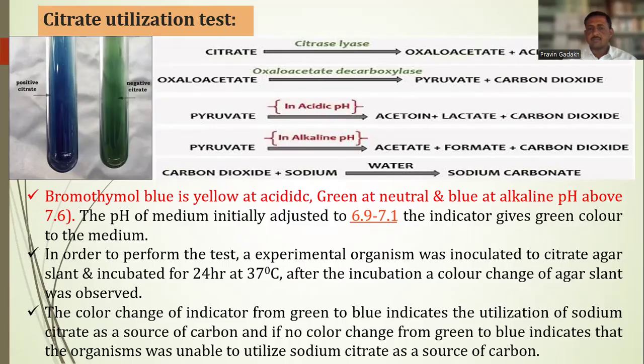The pH of the medium is initially adjusted to neutral pH. The indicator gives green color to the medium. As the test is negative, the media remains in the form of green color.